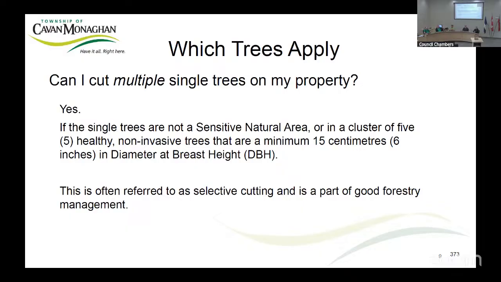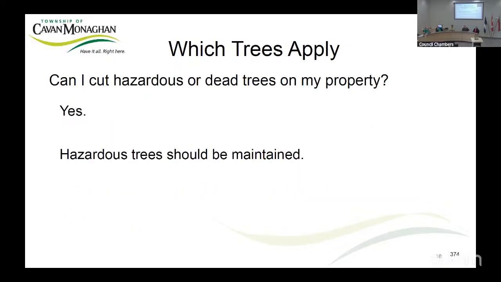So what we heard from people are, I've got a tree over here, got a tree over there. Can I cut them? Yes. So we typically refer to those as selective cutting. It's a good part of forestry management, and we want to promote things like that. So yes, you can cut multiple single trees to township. That this bylaw doesn't apply.